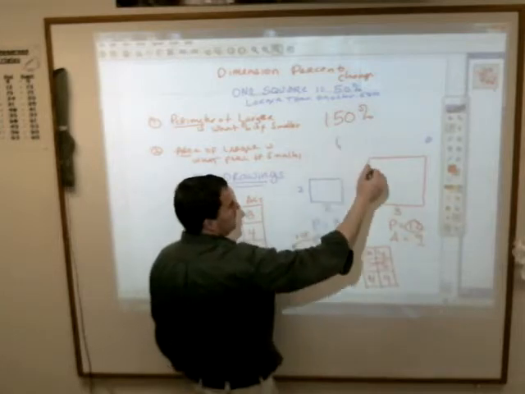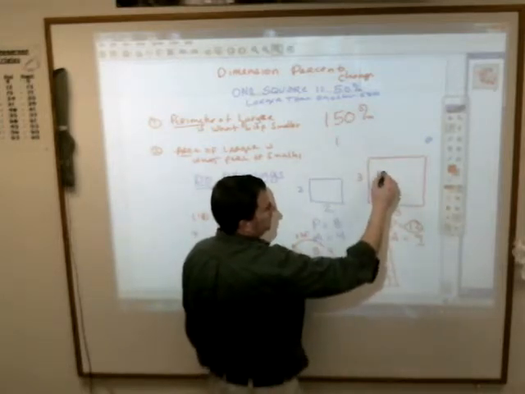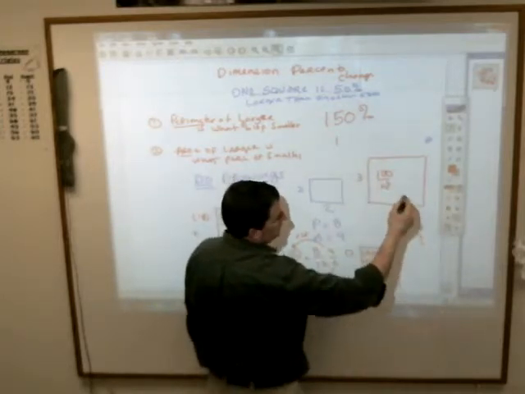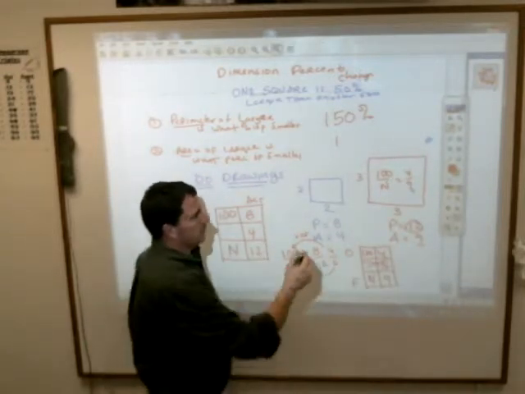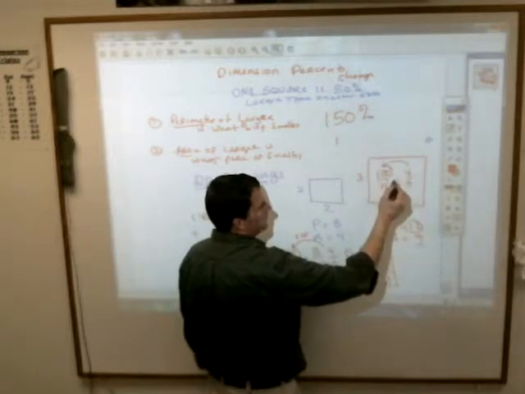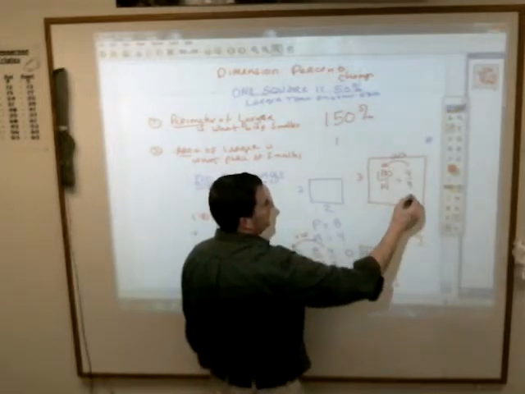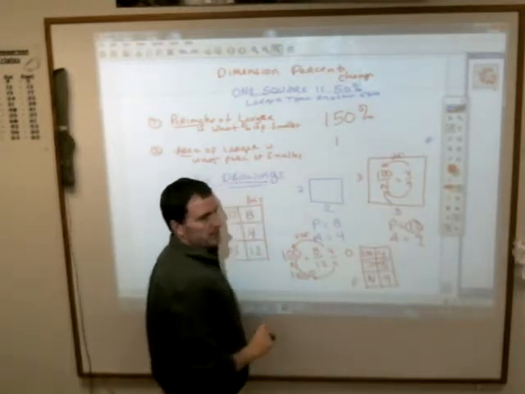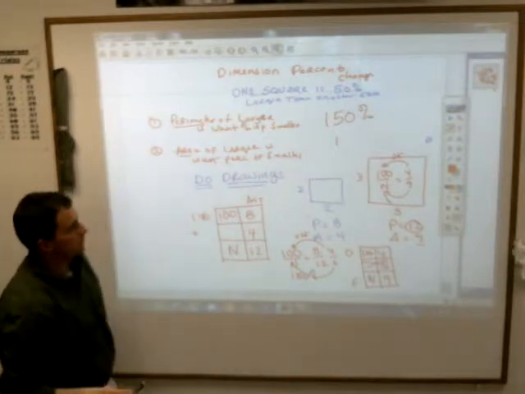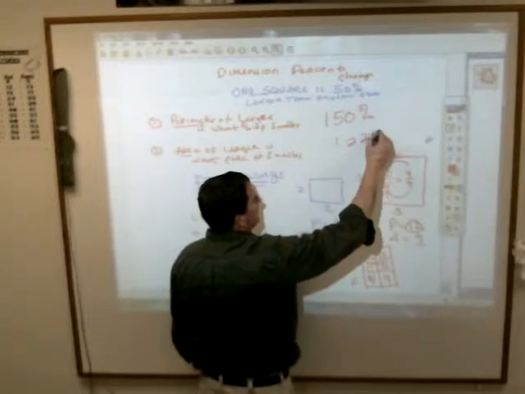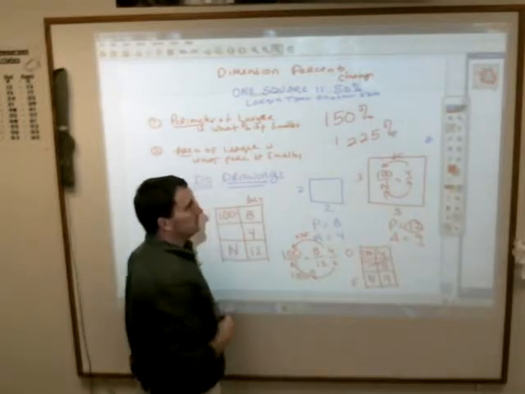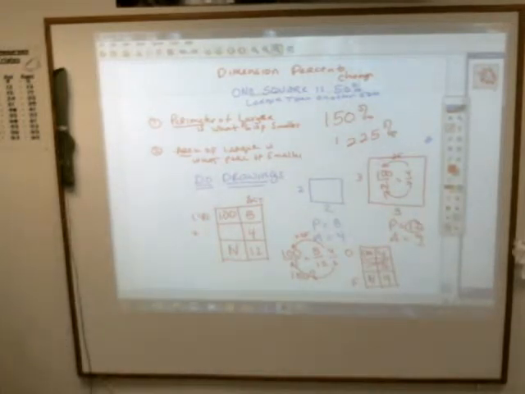So what do you get if you take, let's just do it, 100 over n equals 4 over 9. What times 4 is 100? 25. Now what do you get if you take 9? If you have 9 quarters, how much is that? 225%. So the area went up 125%. The area of the new one is 225% of the original.